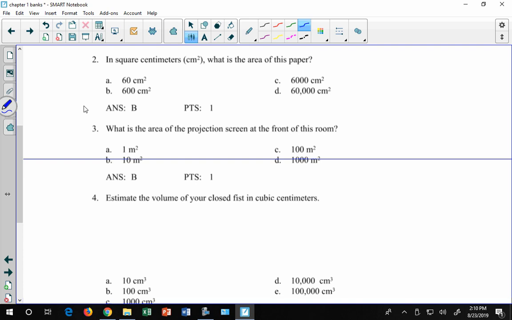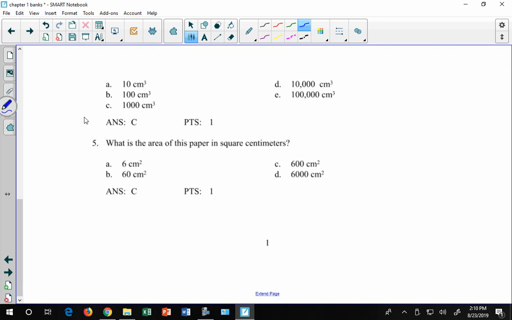Because 1 square meter would be a screen that was about this big, a 1 by 1 screen. And a 100 square meter screen would be one like in Pelcha Auditorium, much, much bigger than this. So the only reasonable answer for the area of this screen is 10 square meters. You with me? Yeah? Let's look at some of these that are a little bit different.